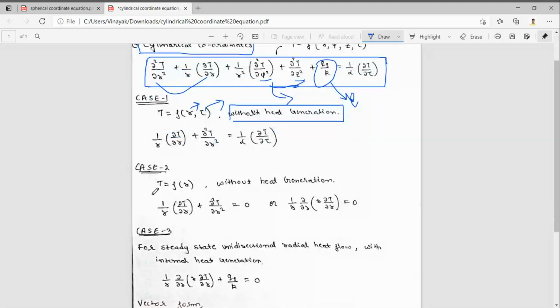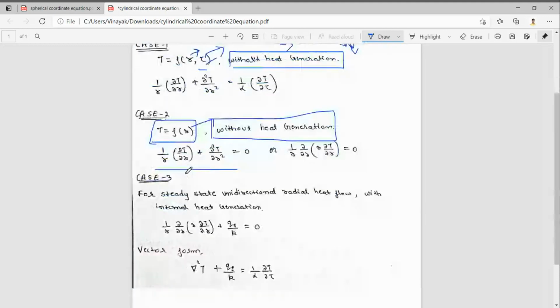And case 2 is temperature is a function of only radius. Okay, here temperature was function of tau, that is time. So it was unsteady state. So it is now steady state. So it does not depend on time, and without heat generation same. So here we can write 1/r ∂T/∂r plus ∂²T/∂r² equal to 0. Or we can write this in this form also, 1/r ∂/∂r (r ∂T/∂r) equal to 0.